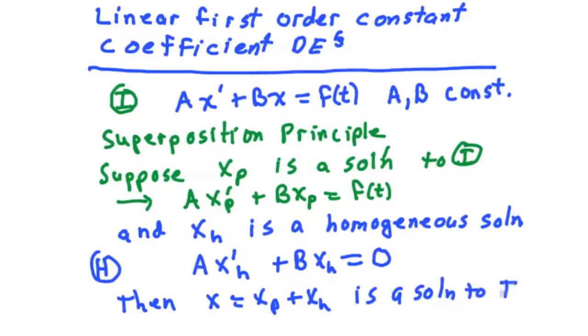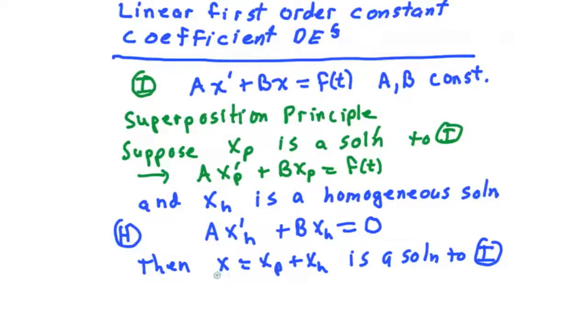Why is it called the superposition principle? Because I've superpositioned x p and x h. That is, I've added them together. And this says if I start with a solution to I and I add a homogeneous solution, I still have a solution to I. Let's prove this. So in order to prove it, we have to substitute x back into I and see that the equation holds. That is to say, we want to know that a x prime plus b x equals f. Well, I don't know that yet, so I'll put a question mark over the equal sign.